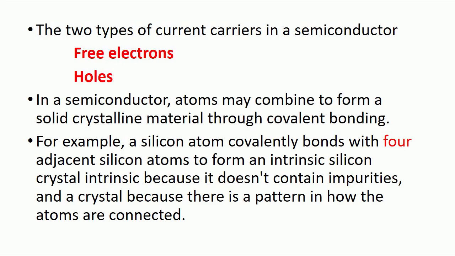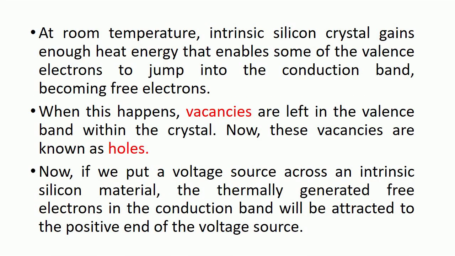Atoms may combine to form a solid crystalline material through covalent bonding. For example, a silicon atom covalently bonds with 4 adjacent silicon atoms to form an intrinsic silicon crystal. Intrinsic because it doesn't contain impurities, and a crystal because there is a pattern in how the atoms are connected. At room temperature, intrinsic silicon crystal gains enough heat energy that enables some of the valence electrons to jump into the conduction band, becoming free electrons. When this happens, vacancies are left in the valence band within the crystal. These vacancies are known as holes.